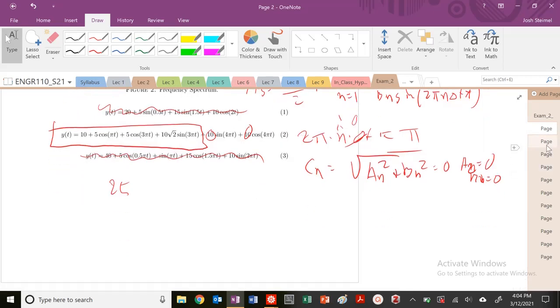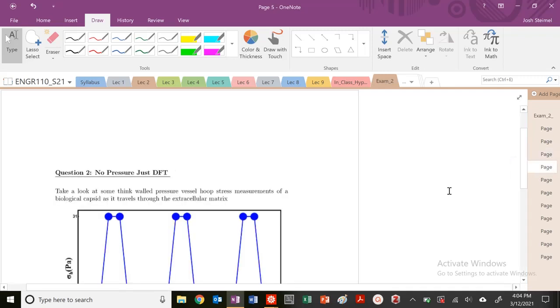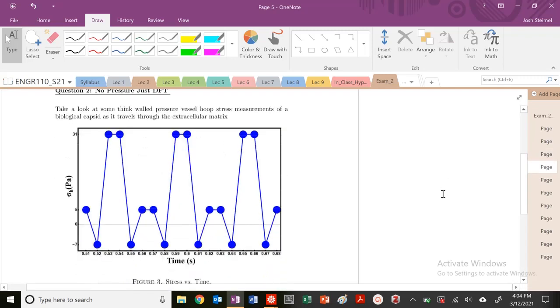So that's it for problem 1. So next time we're going to do problem 2. A little bit of a hint, no pressure, just DFT.